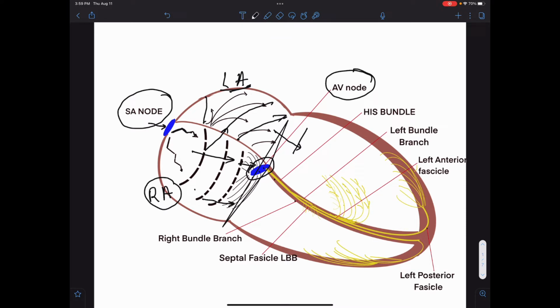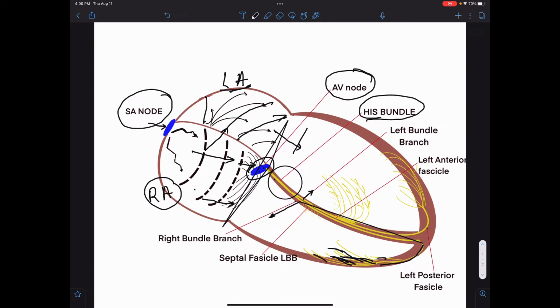And after the AV node, it goes into the bundle of His. This is the structure which is the electrical connection between the AV node and its branches. The bundle of His divides into the left bundle branch and the right bundle branch. The right bundle branch goes right up to the apex of the right ventricle and then spreads upward and divides into various Purkinje fibers, which are shown in the yellow color.